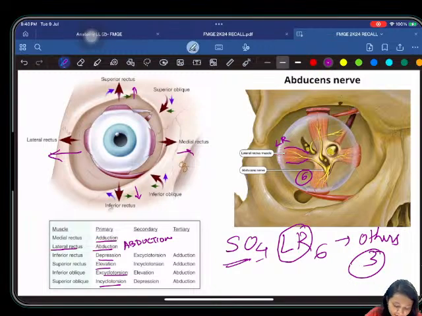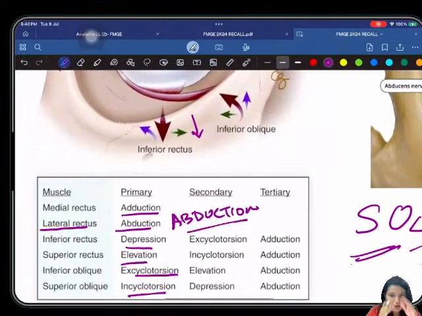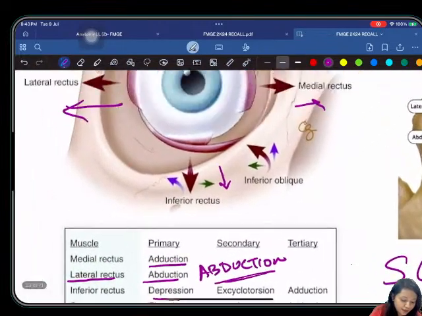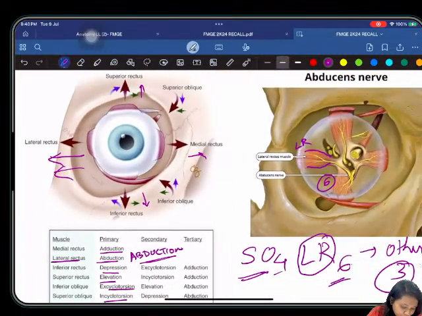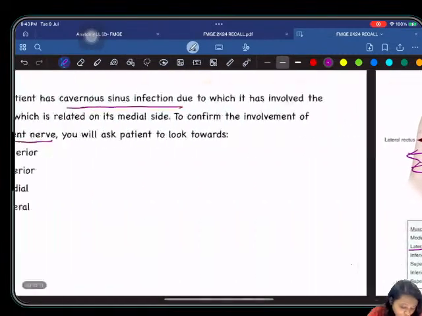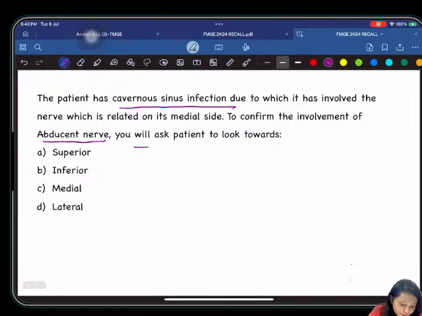So the lateral rectus is supplied by the sixth cranial nerve, and its primary function is abduction, that is away from the midline. So we'll ask the patient to look laterally, towards the lateral aspect, so that we can see whether the lateral rectus is working properly or not. They have asked to confirm the involvement of the abducens, the sixth cranial nerve.